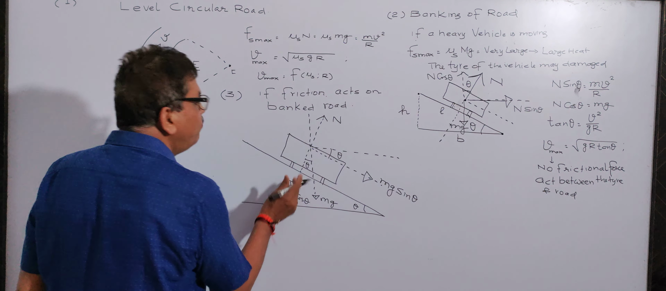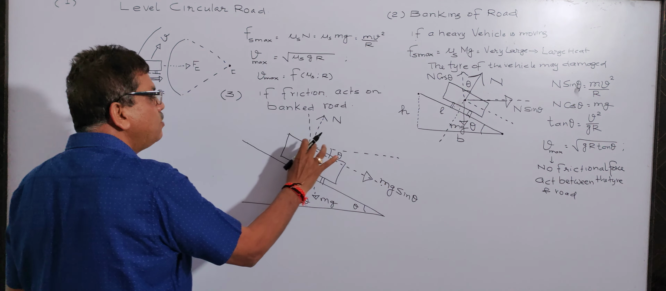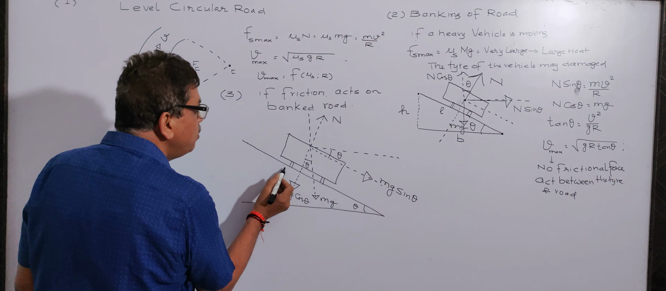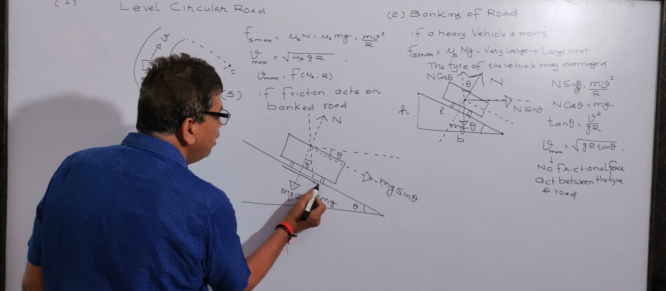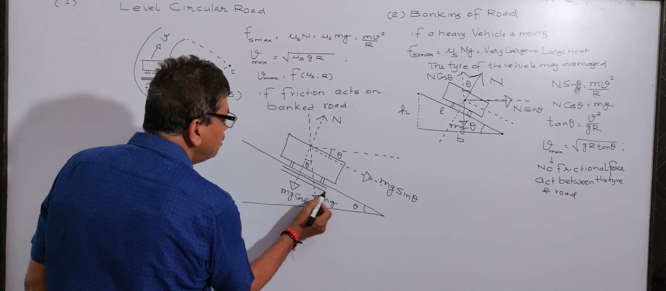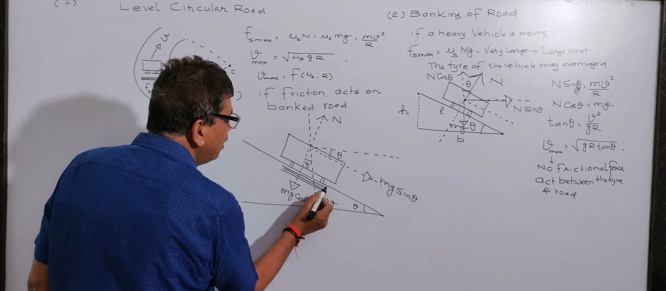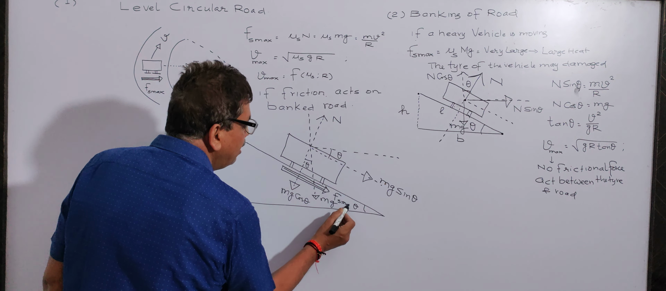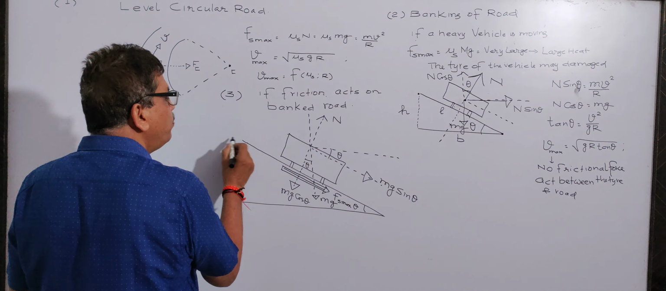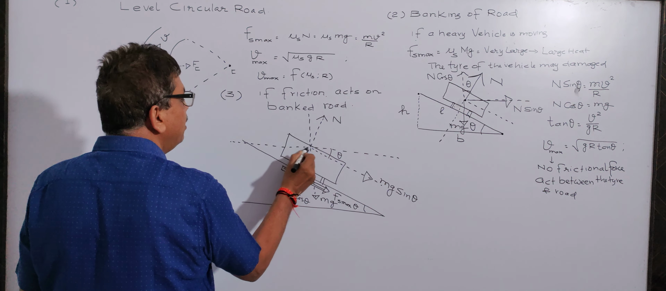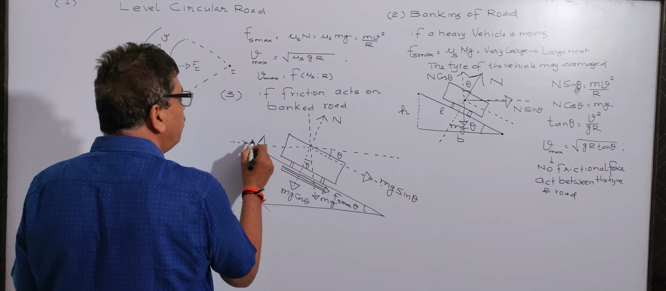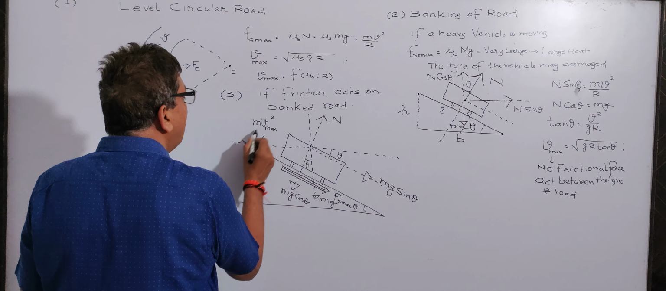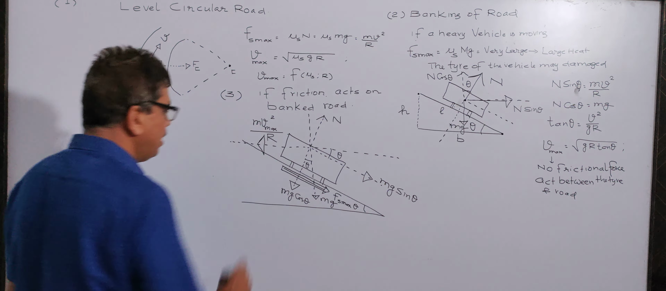Now, if the speed is very large, the vehicle will have a tendency to go outwards on the banked road. So in that situation the frictional force acting will be towards the center. This will be the direction of the frictional force, Fs max. And this will be the direction of the centrifugal force acting on the object, that can be written as m v max square by r, if r is the radius of the circle.